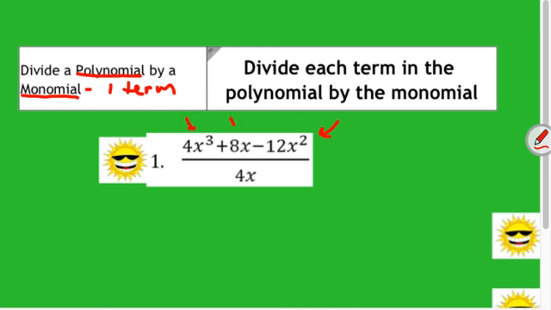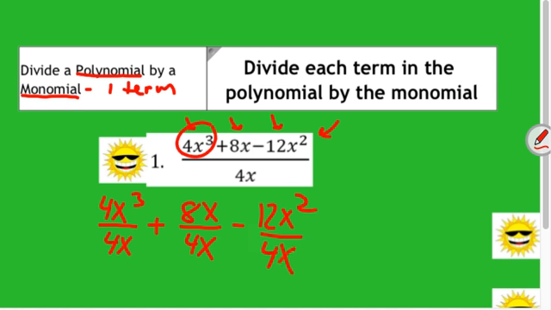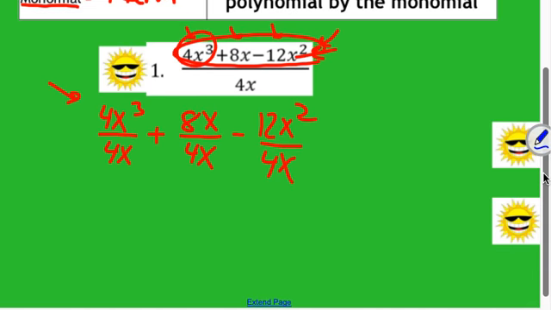So 4x cubed plus 8x and negative 12x squared. We're going to divide each one of those by 4x. How do you do that? Well, we're going to rewrite it like this. First, we're going to divide 4x cubed by 4x, the monomial, plus 8x divided by 4x minus 12x squared divided by 4x. This is a general trinomial. There's three terms here, so you're going to create three fractions and then simplify each one of those fractions, just like we've done in the past two sections, 7.1 and 7.2.